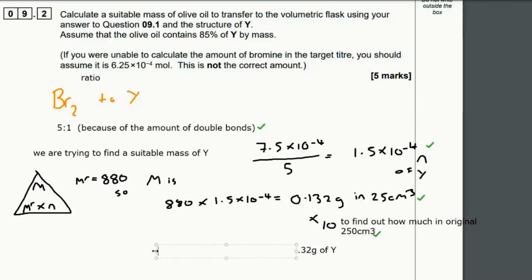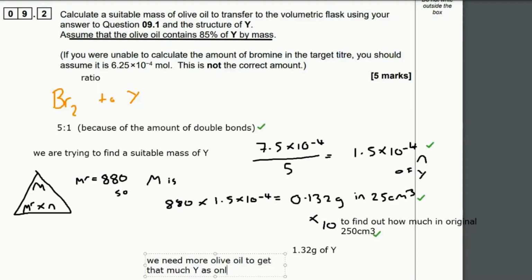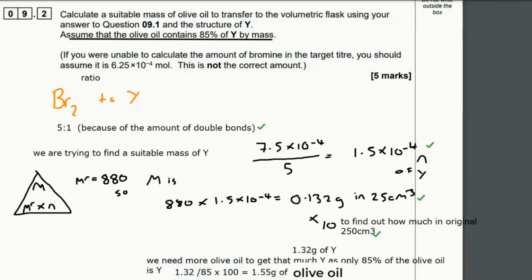So now we know that, we just need to find out how much olive oil we would need to put into the volumetric flask. Remember, the olive oil isn't 100% molecule Y. It only contains 85% of it by mass molecule Y. So we're actually going to need more olive oil than we have the mass of Y, because only 85% of the olive oil is Y. So what we're going to do here is 1.32 grams divided by 85 to find what 1% of the olive oil is, times 100. We're going to get 1.55 grams of olive oil.